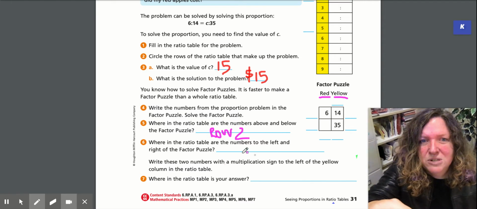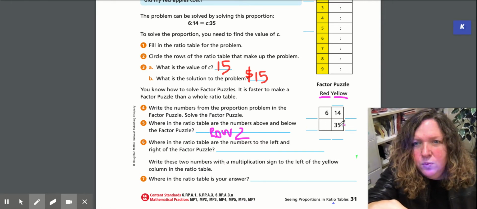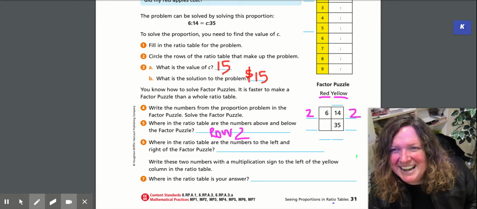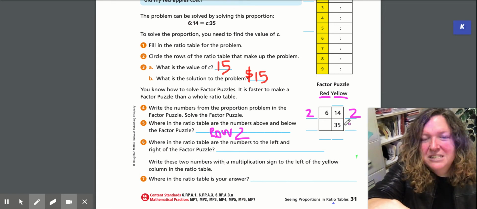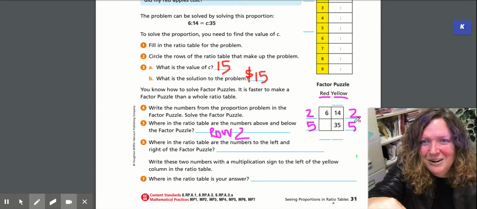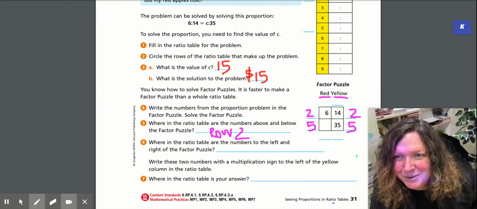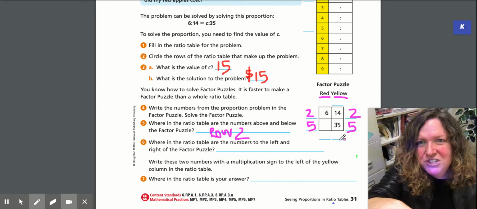Where in the ratio table are the numbers to the left and the right of the factor puzzle? What about this? Where was this? Remember, on a factor puzzle, we took those out of row 2. Where are 6 and 14 together? We took that out of row 2. Look at that. Now, what about this 14 and 35? What column are those in? Or what row was this 35 in? It was what row? The 5th row. So look at that. It was in the 5th row. And our factor puzzle, it's in the 5th row. Look at that.